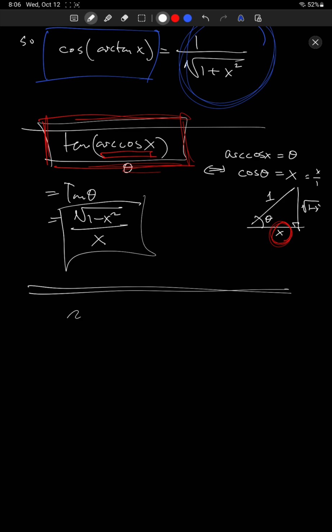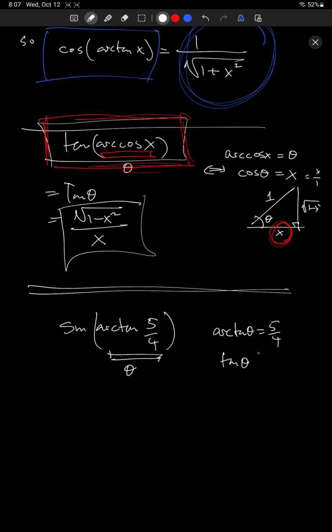But you can do this with numbers as well. So if I ask you sine of arctangent of, let's say, 5/4, I can again think of this as theta. So I'm saying arctangent of 5/4 is theta, and so tangent of theta is 5/4. I can draw a triangle representing this fact. Tangent is opposite over adjacent, 5/4. And so that means the hypotenuse is the square root of 4 squared plus 5 squared, which is 16 plus 25, which is 39.